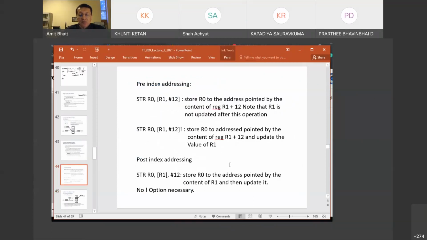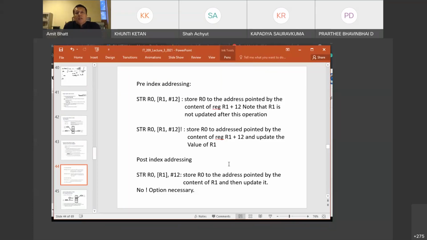Now, as I told you, many times we are wondering why is it necessary to give two options? Can't they just give one option and make things simple, just have pre-index addressing? But there are many reasons, for business reason rather than technical reason. Technically, you can either give pre-index addressing and force everyone to write a program which uses pre-index addressing, or conversely, just define post-index addressing and force all the programmers to use post-index addressing.